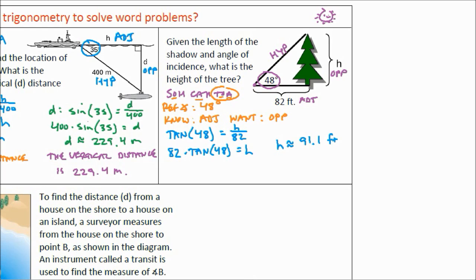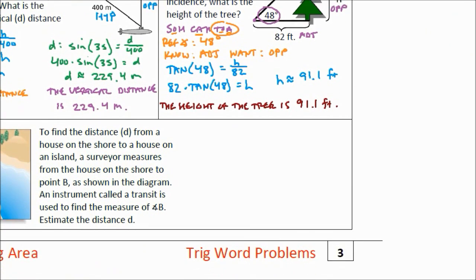So here is our sentence answer. The height of the tree is 91.1 feet. Remember, class, a word-based question deserves a word-based answer. All right, we got 6 more minutes. Let's see if we can do this next one quickly.